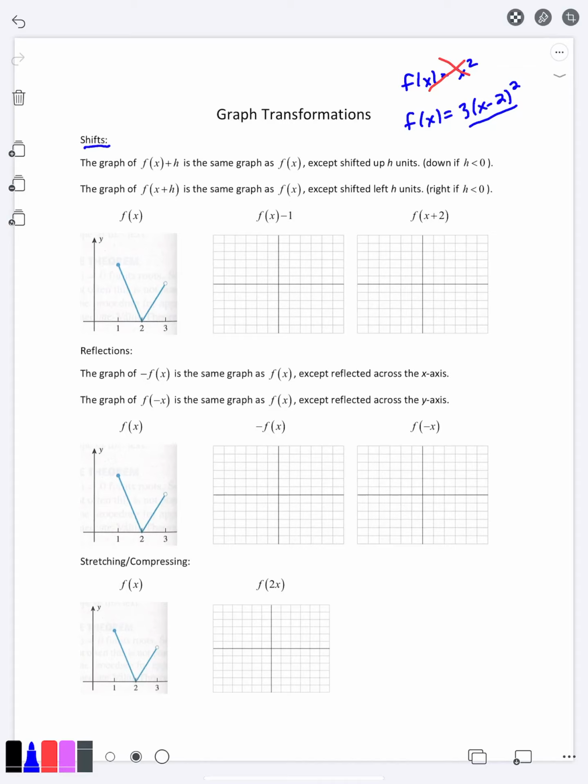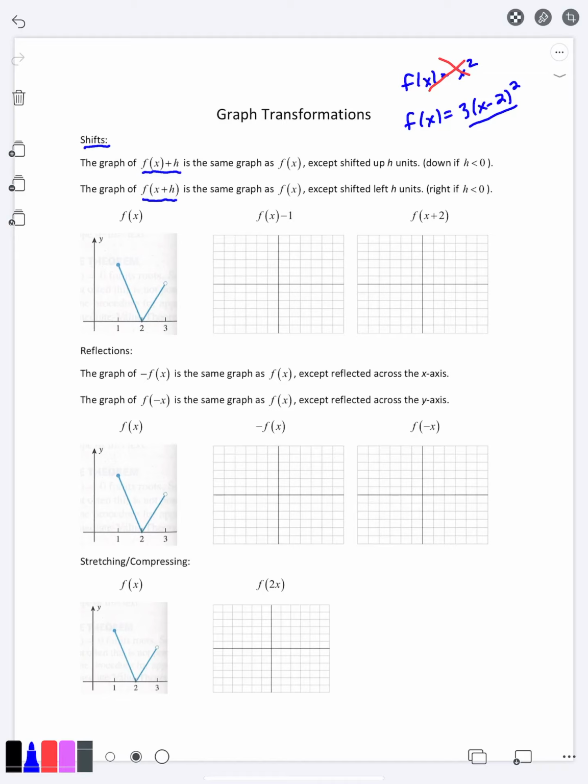And you can have horizontal or vertical shifts. The difference is if you take your function formula and you add or subtract a number outside of the formula, that would be a vertical shift, either up or down, depending on whether h is positive or negative. On the other hand, if you have your plus h inside the formula for your function, that's going to be a shift left or right, again, depending on whether h is positive or negative.